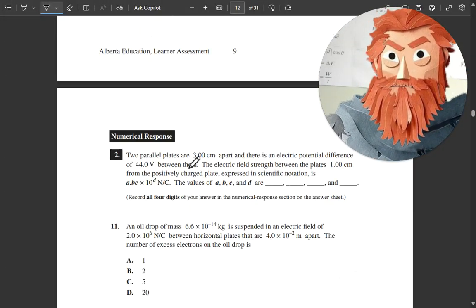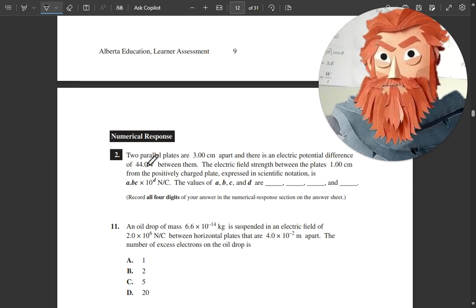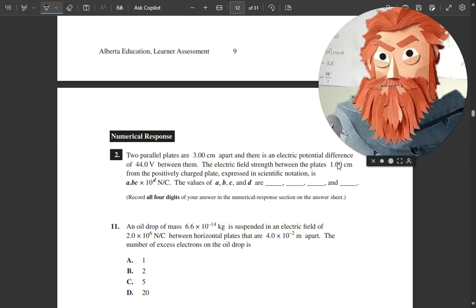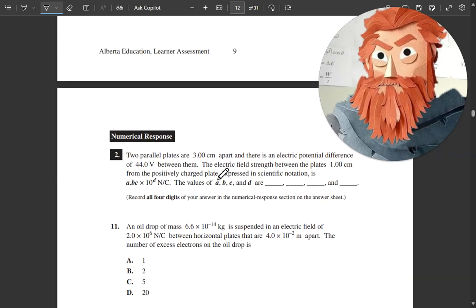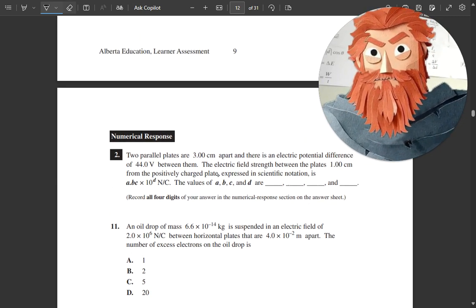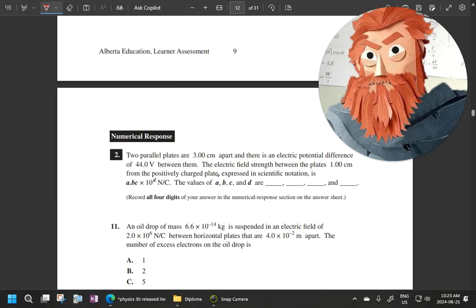All right, next one. Two parallel plates, 3 centimeters apart. There is 44 volts between them. The electric field that is 1 centimeter away from the positive plate is what? Now, we did this one in class, or depends on who's reading this. This is kind of just a red herring.